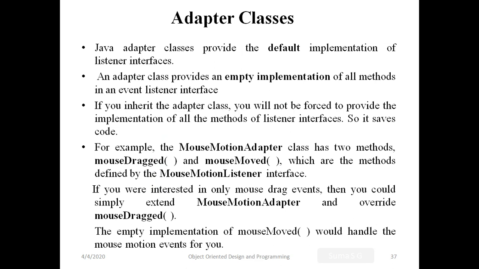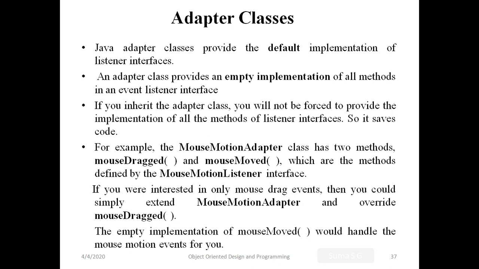Now let's see what an adapter class is. An adapter class provides the default implementation of listener interfaces. Listeners are notified whenever an event occurs. When you implement a listener in your program, if the listener has 5 methods, then for all 5 methods you have to give the implementation in your program. To avoid this, Java also provides adapter classes.